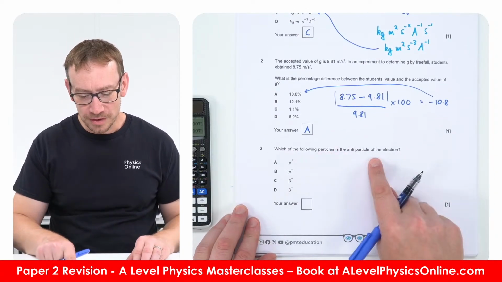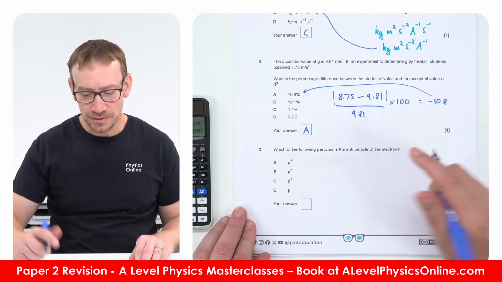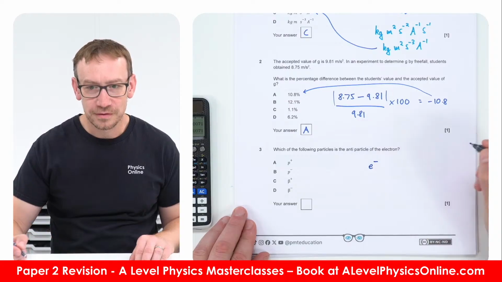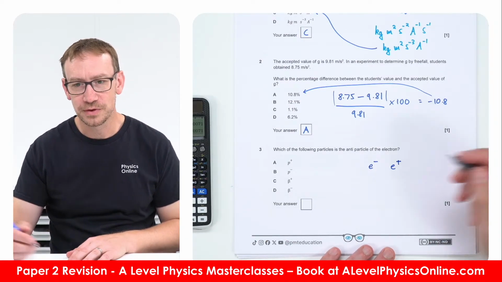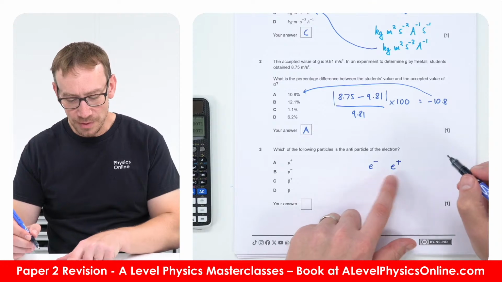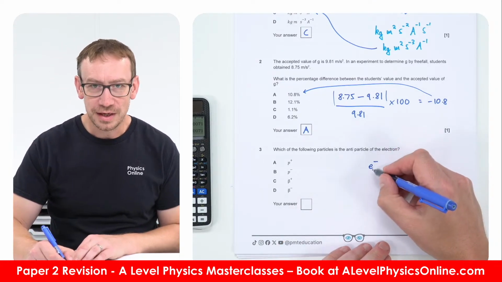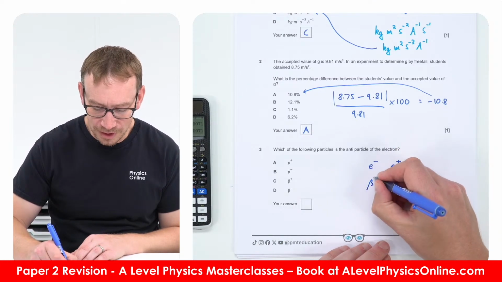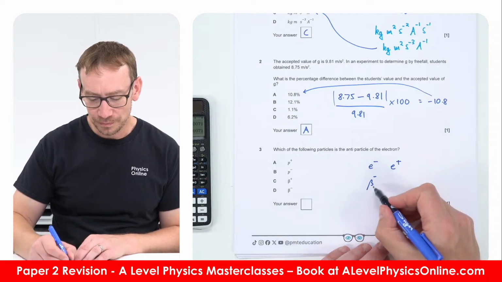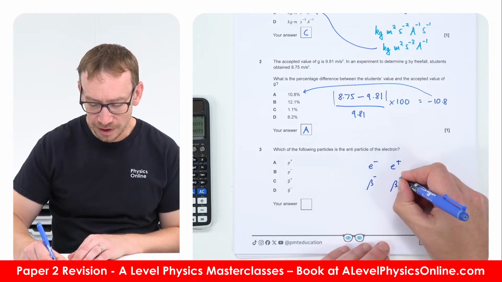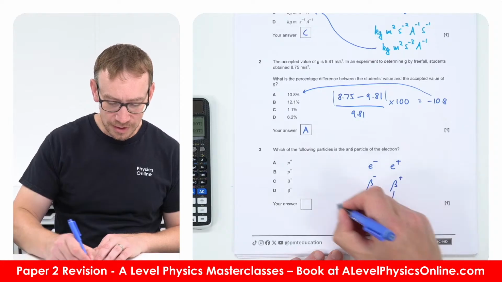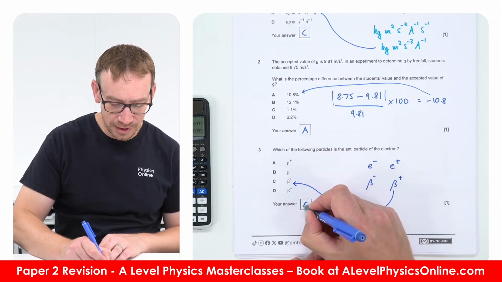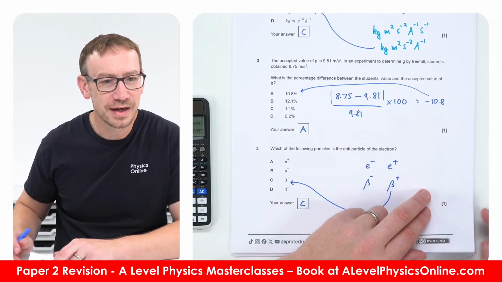Which of the following particles is the antiparticle of the electron? So you've got electrons, which are matter, and then we've got anti-electrons, the positrons, which are antimatter. Now it can be represented like this, but of course an electron can also be represented as beta minus, and therefore the antimatter equivalent is the beta plus. So this one here, the right answer in this case is C. Okay.